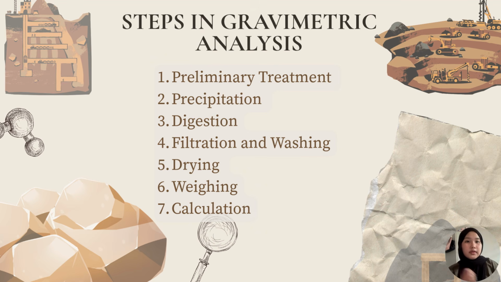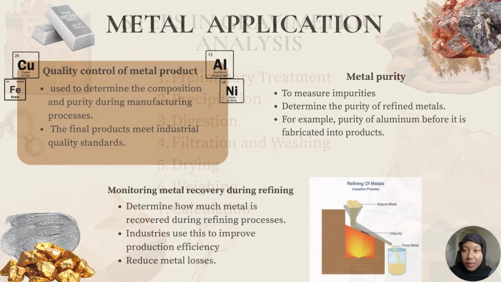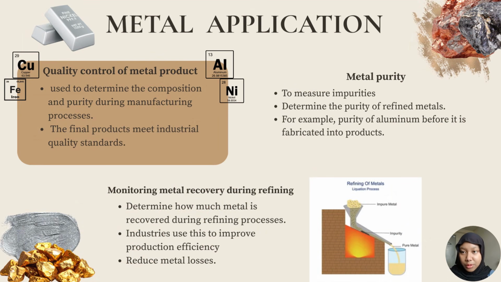Finally, calculation is carried out, where the mass obtained is used to calculate the amount of analyte present in the original sample. In conclusion, each step in gravimetric analysis plays an important role in ensuring accurate and reliable results. For method application, the slide has 3 points.